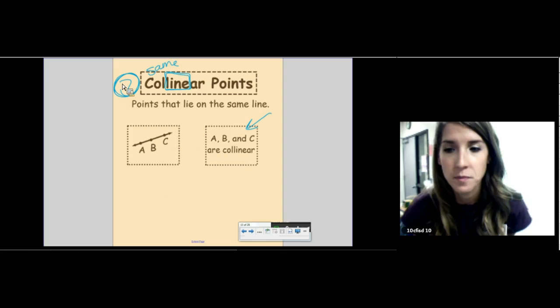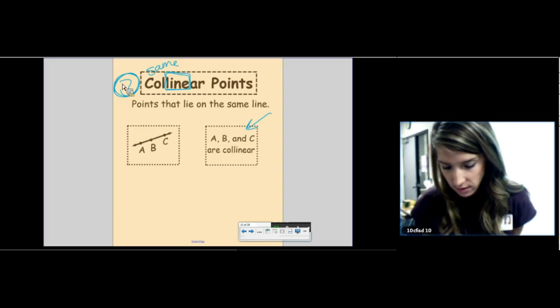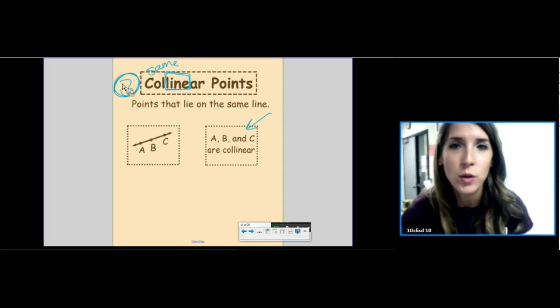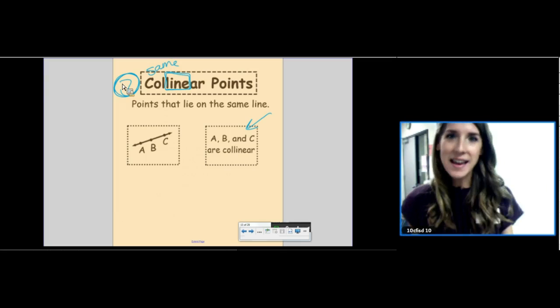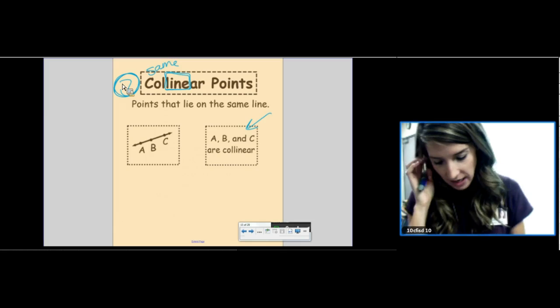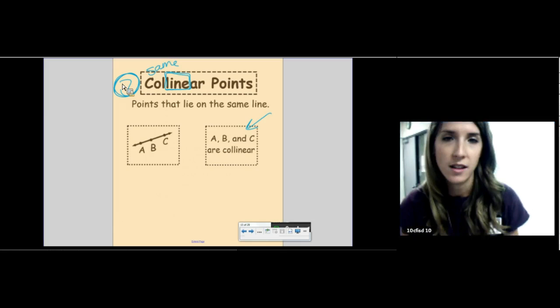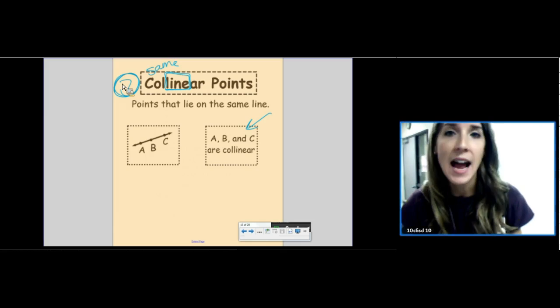Okay? The next word is the opposite of collinear. So what would be the opposite of being on the same line? Not being on the same line. So non-collinear is when they do not lie on the same line. I don't have a slide for that because there's no notation for it.